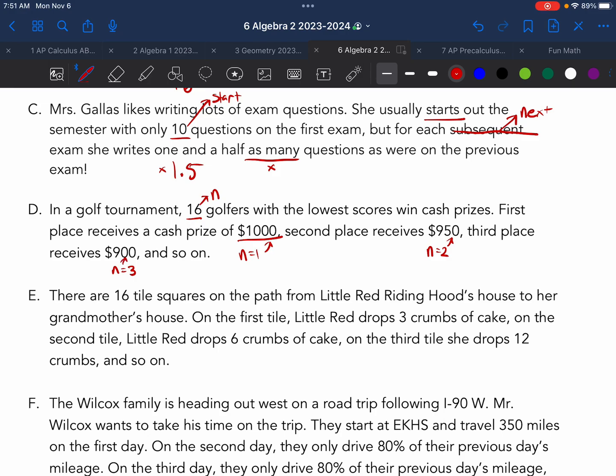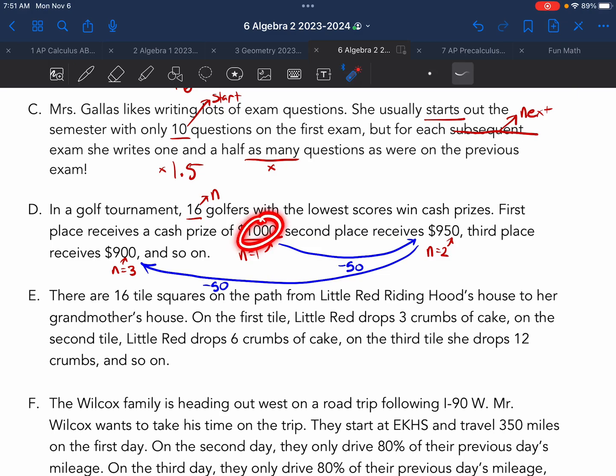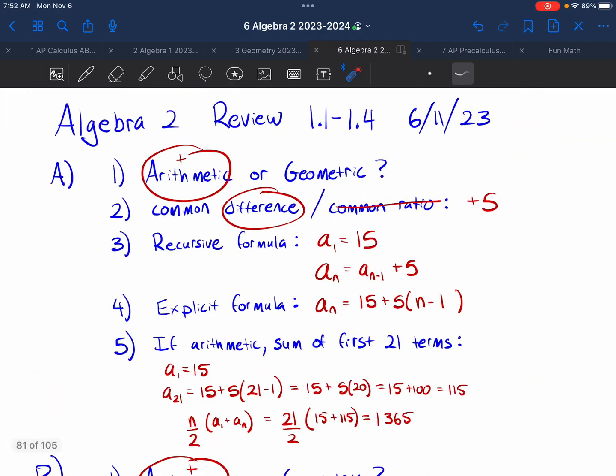Interesting, okay. So to get from 1,000 to 950, we are going down 50. To get from 950 to 900, we are going down 50. We're constantly going down 50, down 50, down 50. Whenever you add or subtract, that's going to be arithmetic. So it sounds like we're starting with 1,000 and going down 50 over and over, and then we're doing that 16 times. Okay, so far so good. I haven't read these problems before assigning the work, I'll admit that. So instead of finding the sum of the first 21 terms, I'm going to find the sum of the first 16 terms. So let's go ahead and do that over here.